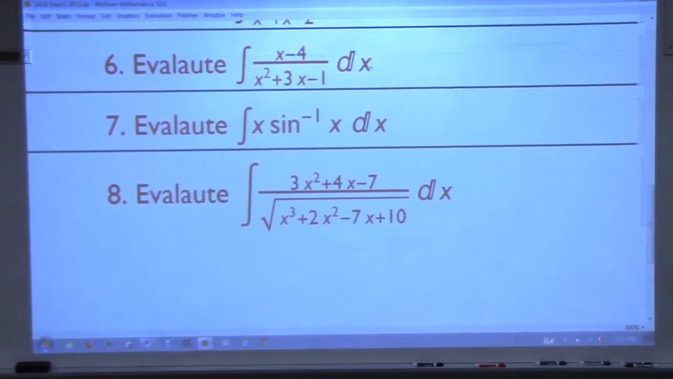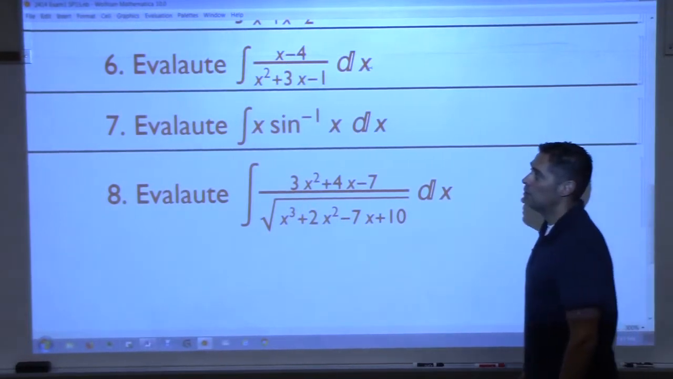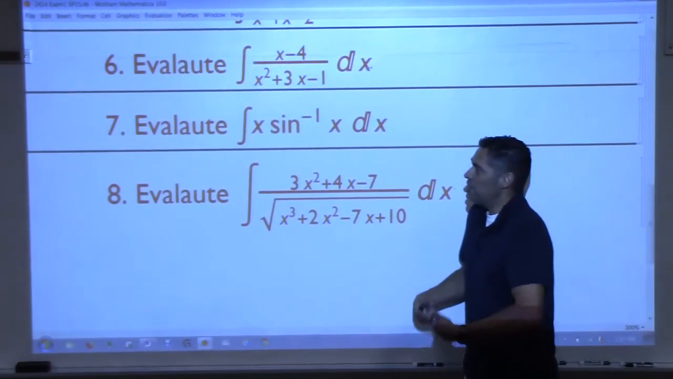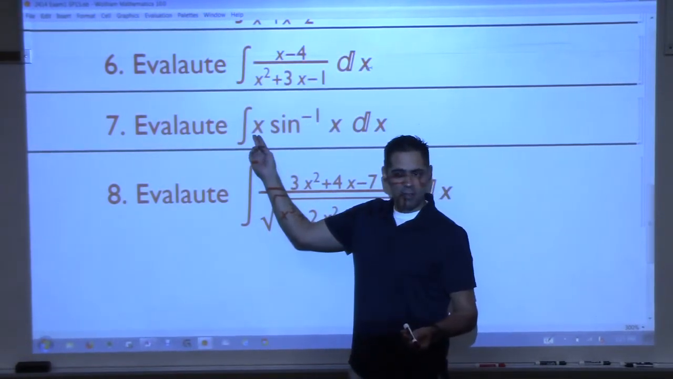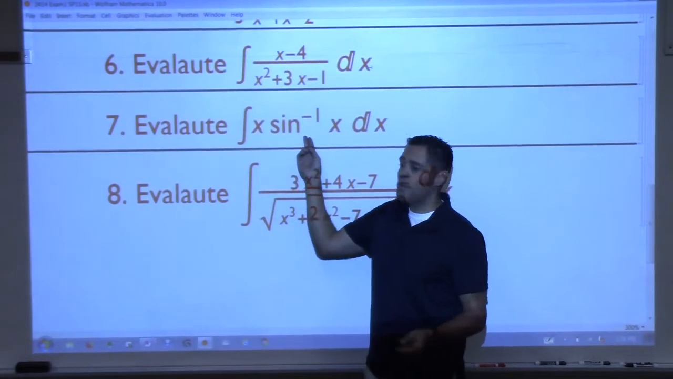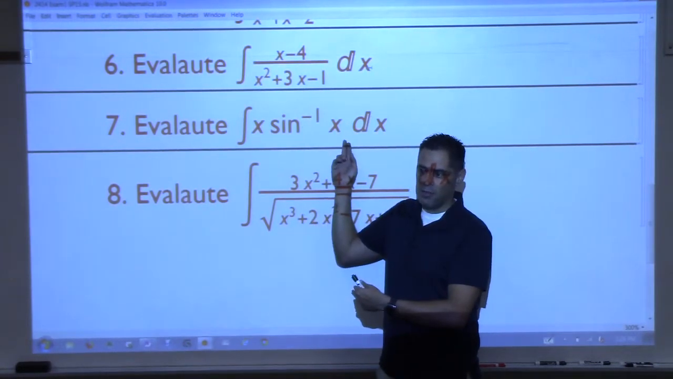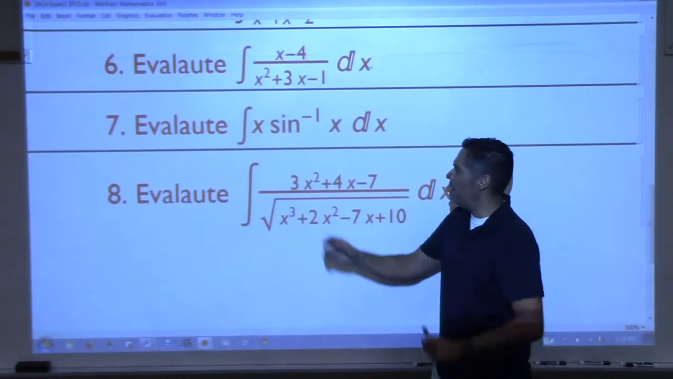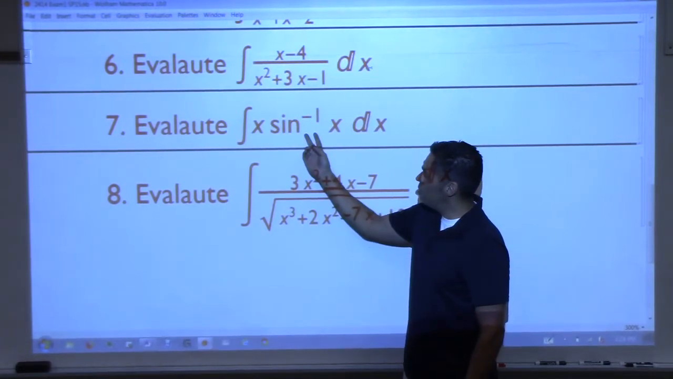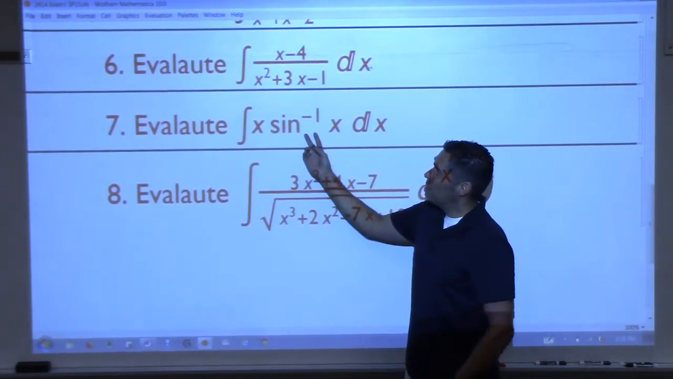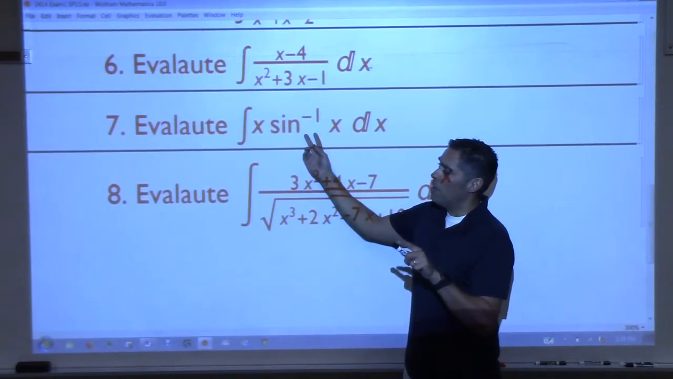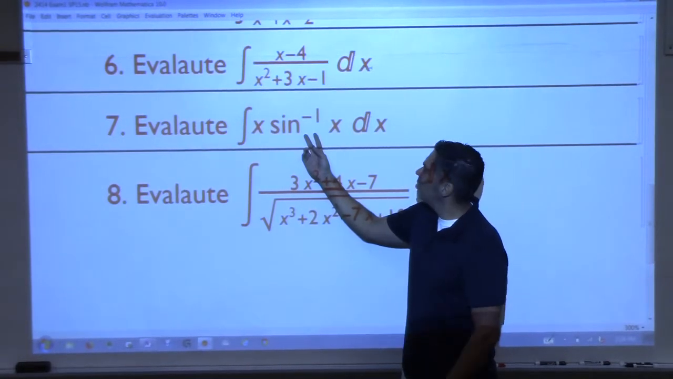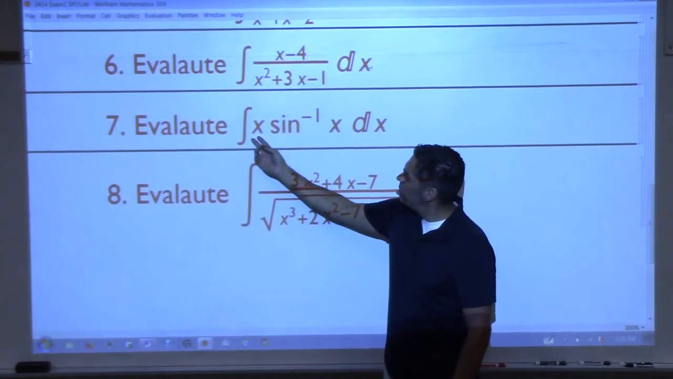Integration by parts. What's u? Okay, so your instinct may be x, right? Because in the integration by parts, it's going to go away. But you better be able to integrate arc sine if you're going to do that. But you can't integrate arc sine because you don't have a formula for it. But if you do it the other way and you let this be u, what's the derivative of that? 1 over the square root, and this is the important part, of 1 minus x squared, right? Yes?